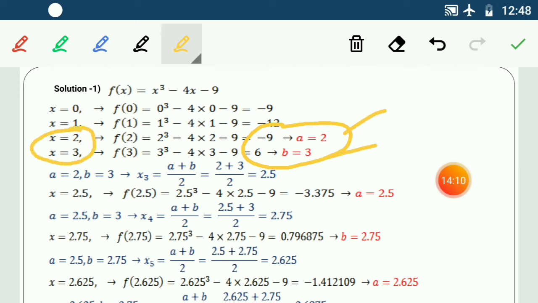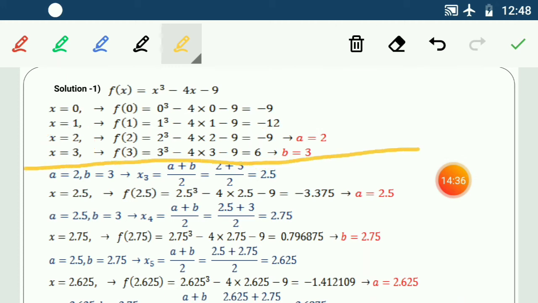I have told you, for simplicity take the negative value as a and the positive value as b. If you take the opposite sign then also it is okay, you will get the correct answer, but you have to remember where to change the value of a and where to change the value of b. So this is our first step, we got the values of a and b, and now we can go for the iteration solution.